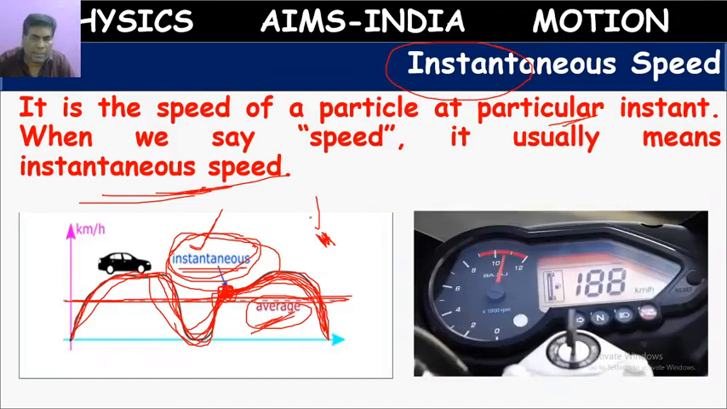Suppose you observe a Bajaj Pulsar bike, there you will have a digital speedometer. Here it shows 188 km per hour. So what does it represent? At that particular instant, when we raise the accelerator, what is the speed? Only at that moment it will show that number. If you decrease the speed, automatically on the digital speedometer the speed will decrease. If you increase the speed, it will increase. So digital speedometers show instantaneous speed values, so that you can take care of the speed and keep the vehicle in control. Okay, that is about instantaneous speed.